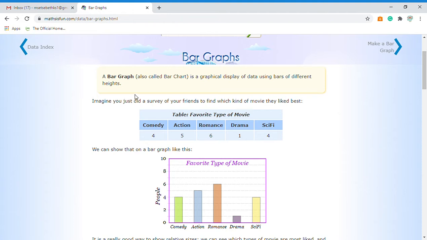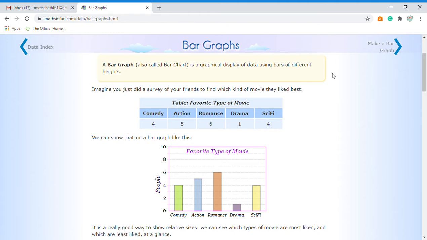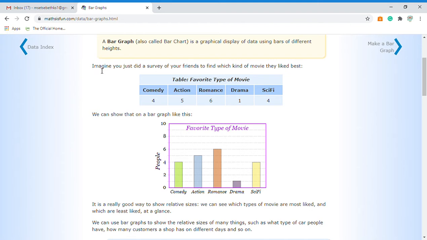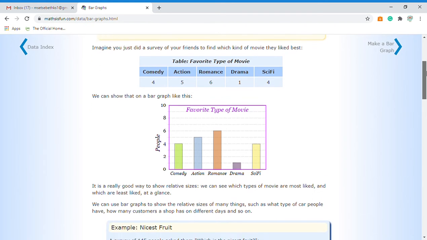Good. So that is what a bar graph is. It's a graphical display. That's just a fancy way of saying it's a visual picture. It's a picture that shows us information. That's what a bar graph is. But its name is a bar graph because it has bars of different heights to show us the information. Here they give us a scenario. They say, imagine you just did a survey of your friends to find which kind of movie they liked best.